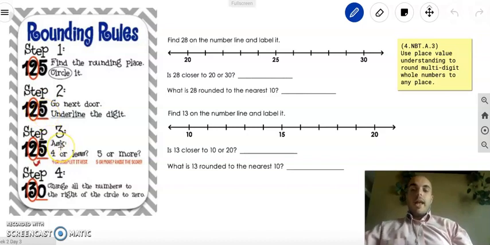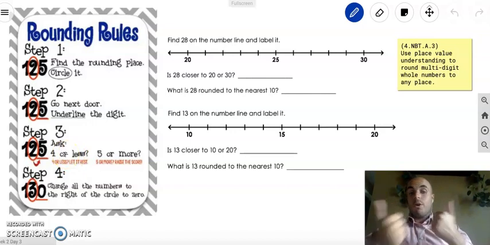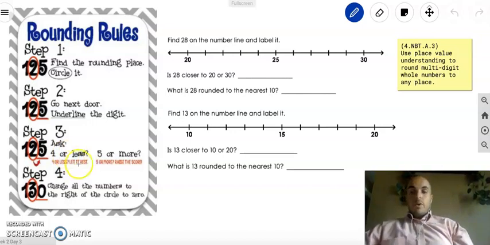Step three, we're going to ask ourselves, is this number that we've underlined, the next door number, not the circle number, the next door underlined number, so in this case 5, 4 or less, or is it 5 or more? One or the other. So if it's 4 or less, I'm going to let it rest, is what we say. So what that means is you're not going to round this number up. You're actually going to be turning this number into a 0. And we're going to be letting this 2 rest, is what it refers to.